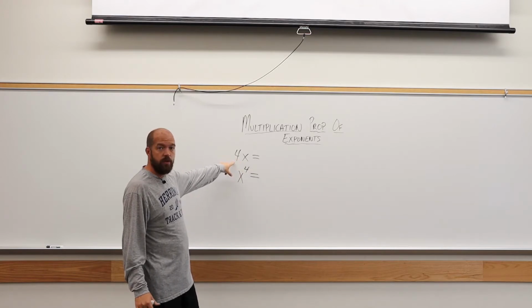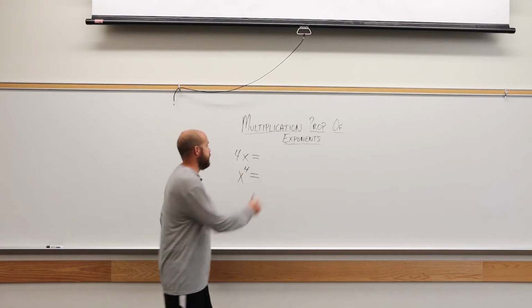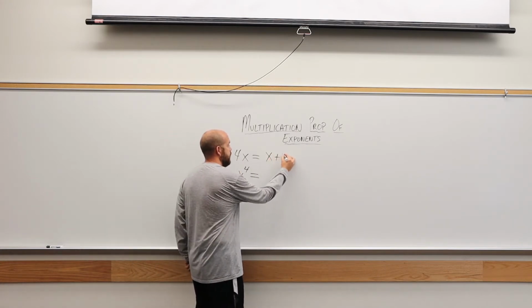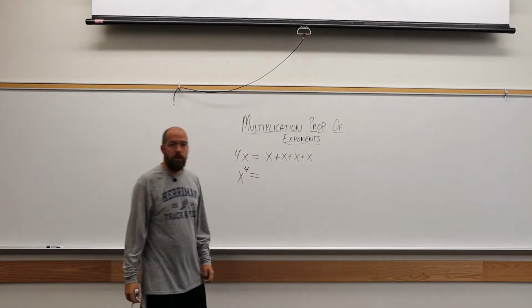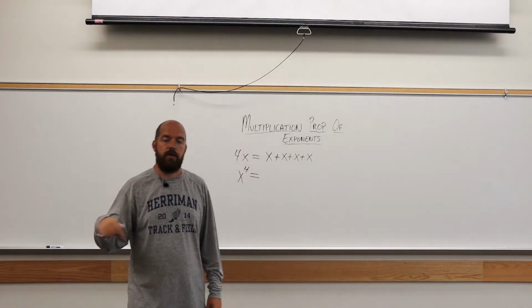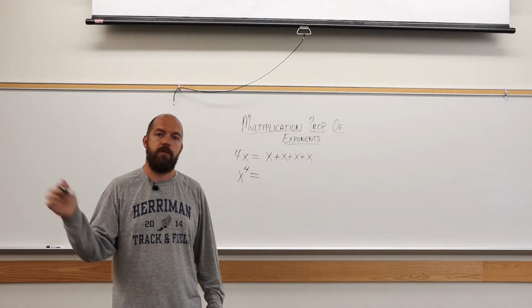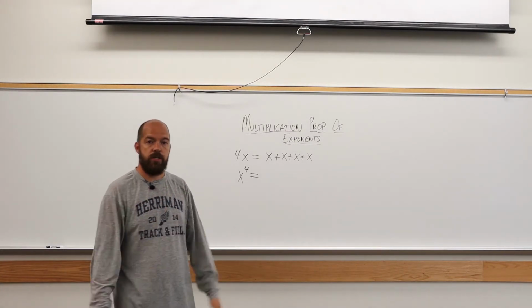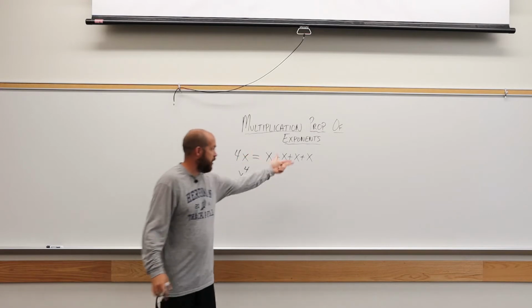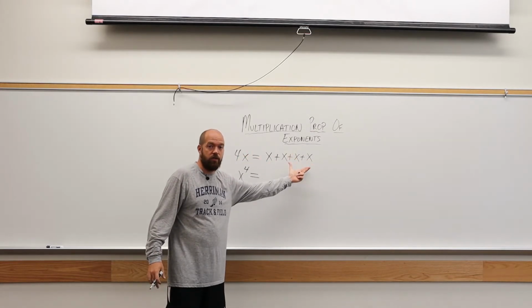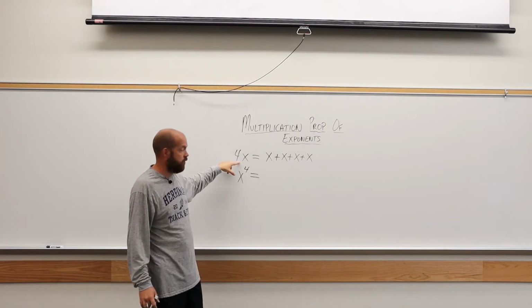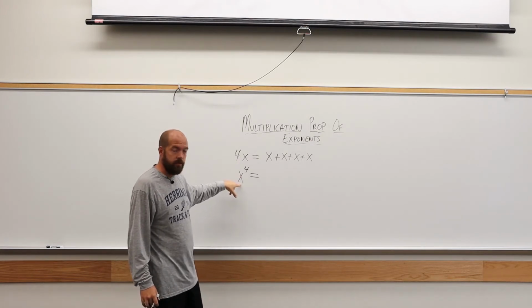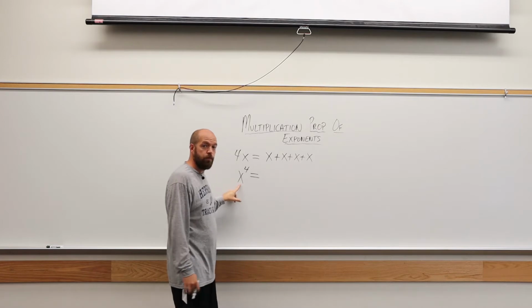This is the shortcut for writing repeated addition. 4x is the same thing as x plus x plus x plus x. You know, we get lazy. We don't want to repeatedly write something out added together a bunch of times, so we'll change that to a multiplication problem. X plus x plus x plus x is a lot easier to write as just 4 times x. That's what multiplication means. An exponent is repeated multiplication.